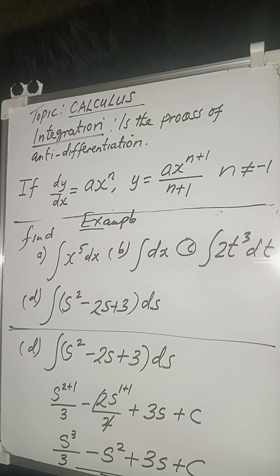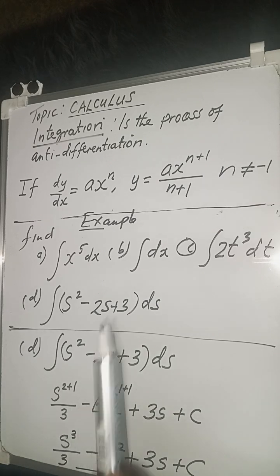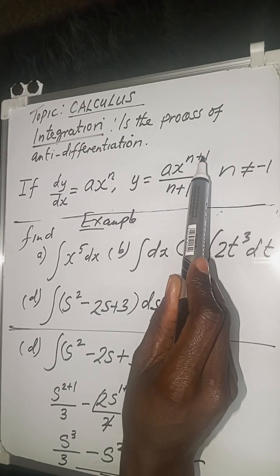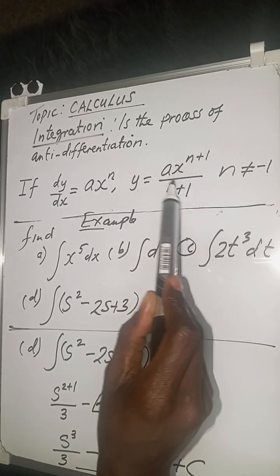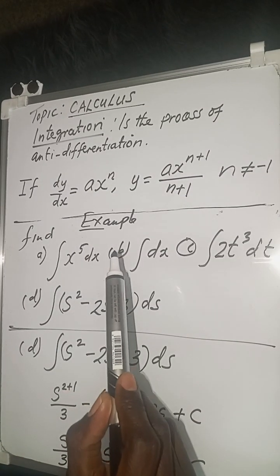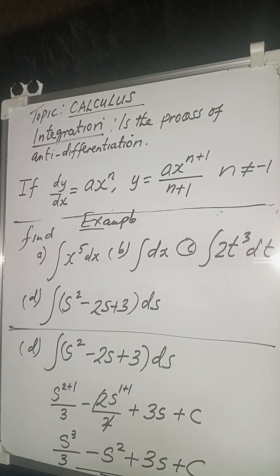So there's nothing complicated under integration. It is just the same concept that we are going to be using. So you need to remember this concept as we integrate. When you're integrating, you add plus 1 to the index and divide everything by the new index that you have. That's the idea that we are going to be using.